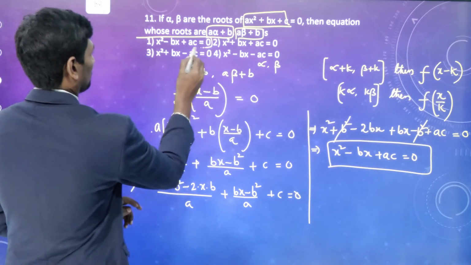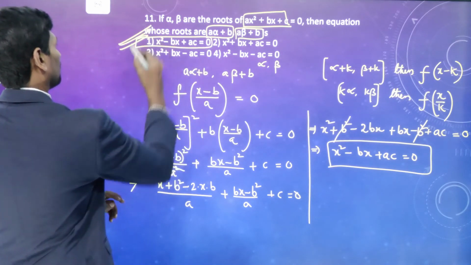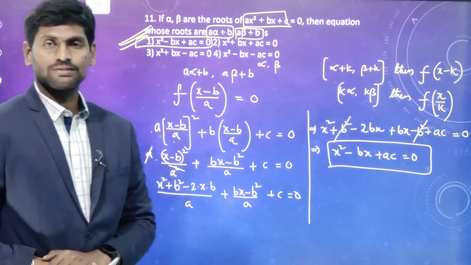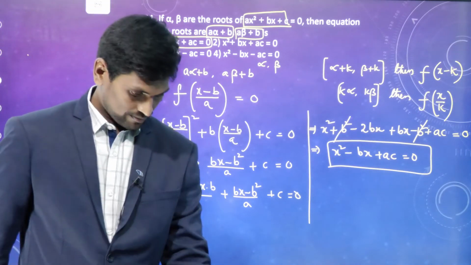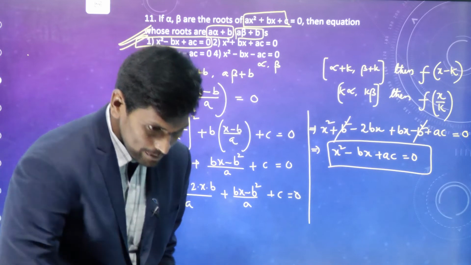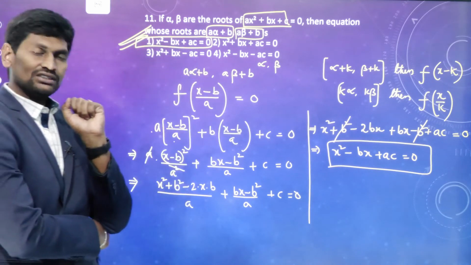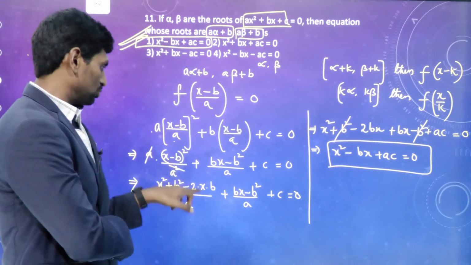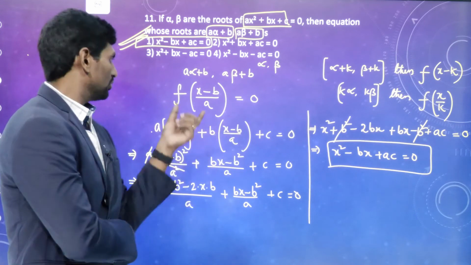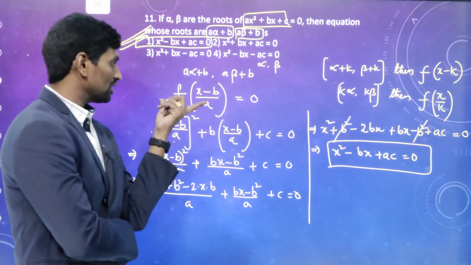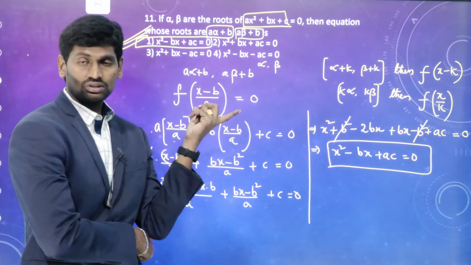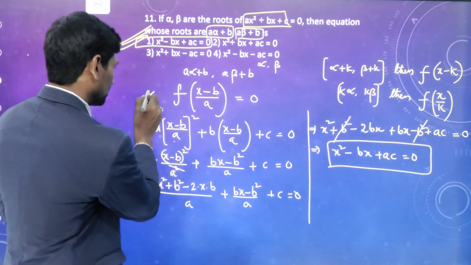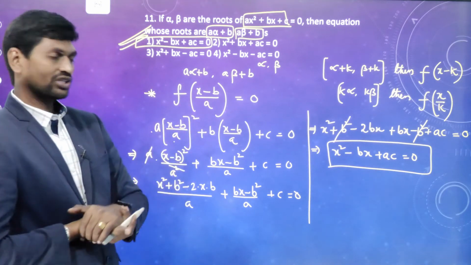Option 1: x square minus bx plus ac equals 0. Please note it, children. It has taken just 5 steps: 1, 2, 3, 4, 5 steps. You should identify this one. It is also one of the transformation rules. Okay.